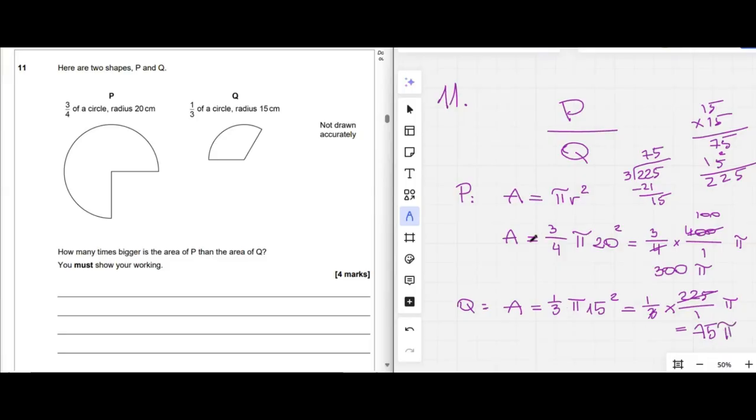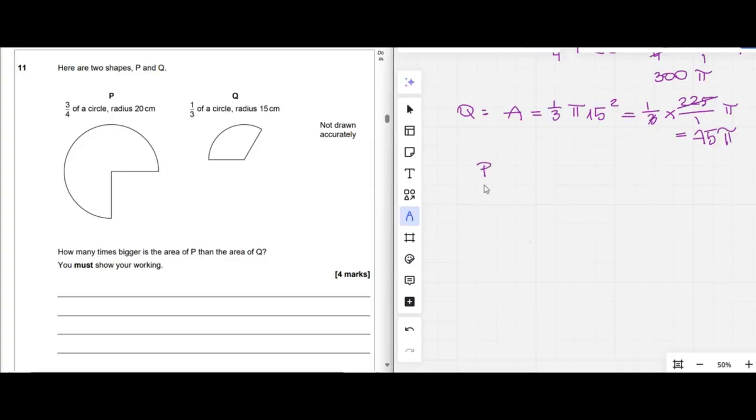So put that into a ratio. P over Q. Ratio or division or fraction is all the same. 300 pi over 75 pi. Pi's will cancel. And now let's try to simplify this. 300 by 75. If we divide both by 3, it will leave us 100 on the top and 25 at the bottom. And that's 4. So 4 times bigger.